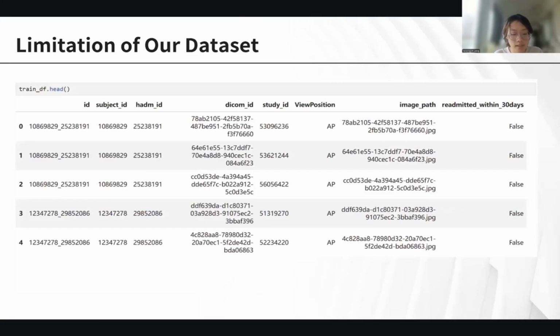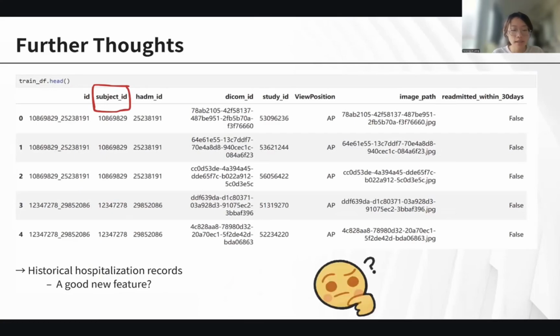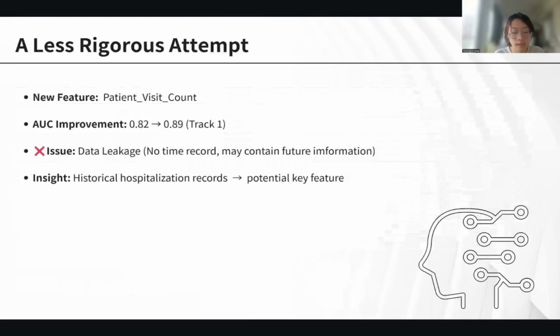Especially, our dataset does not include any information about the hospitalization time. However, based on the subject ID of each patient, we can actually see some patients have multiple hospitalization records. This actually inspires us to ask, can we use a patient's historical hospitalization records as a new feature to improve our prediction accuracy? And to explore this idea, we made some informal experiments.